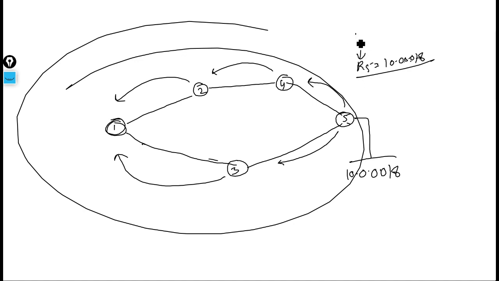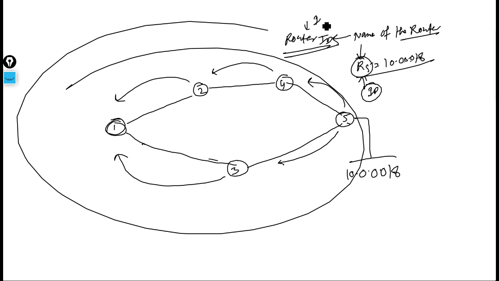No. This R5 is basically the name of the router, and this name of the router itself is considered as your router ID. Router ID is nothing but the name of the router. And normally router ID is not just a name. Actually, instead of R5, it will show some kind of IP address. So router ID is basically some kind of IP address which identifies the specific router in the EIGRP domain, so that you can come to know from where this update is coming. That's it.